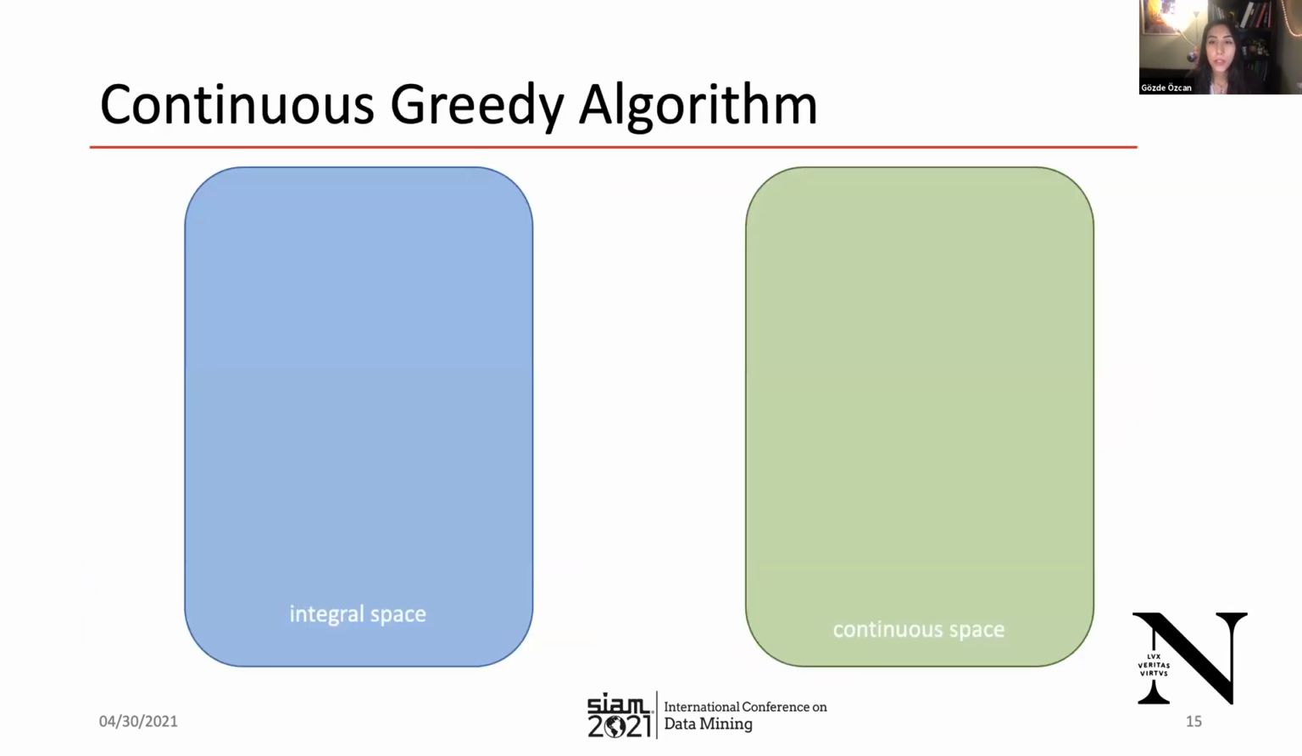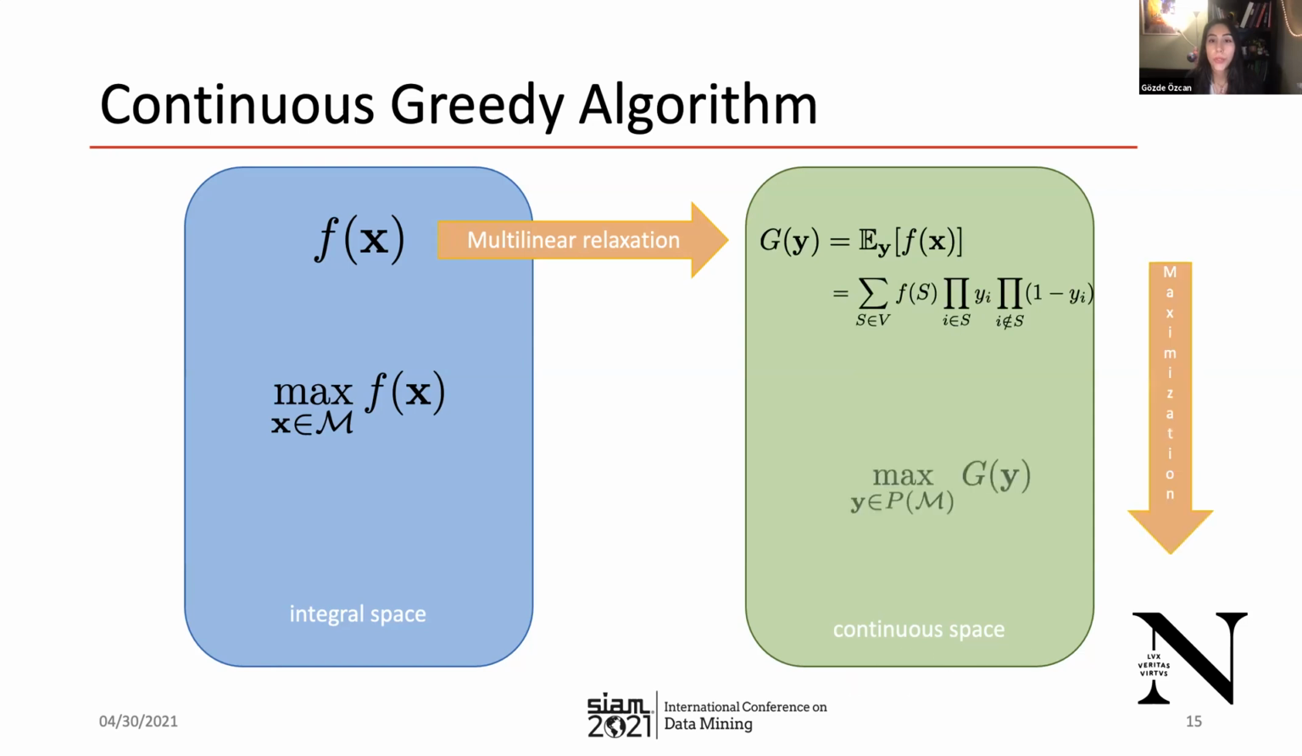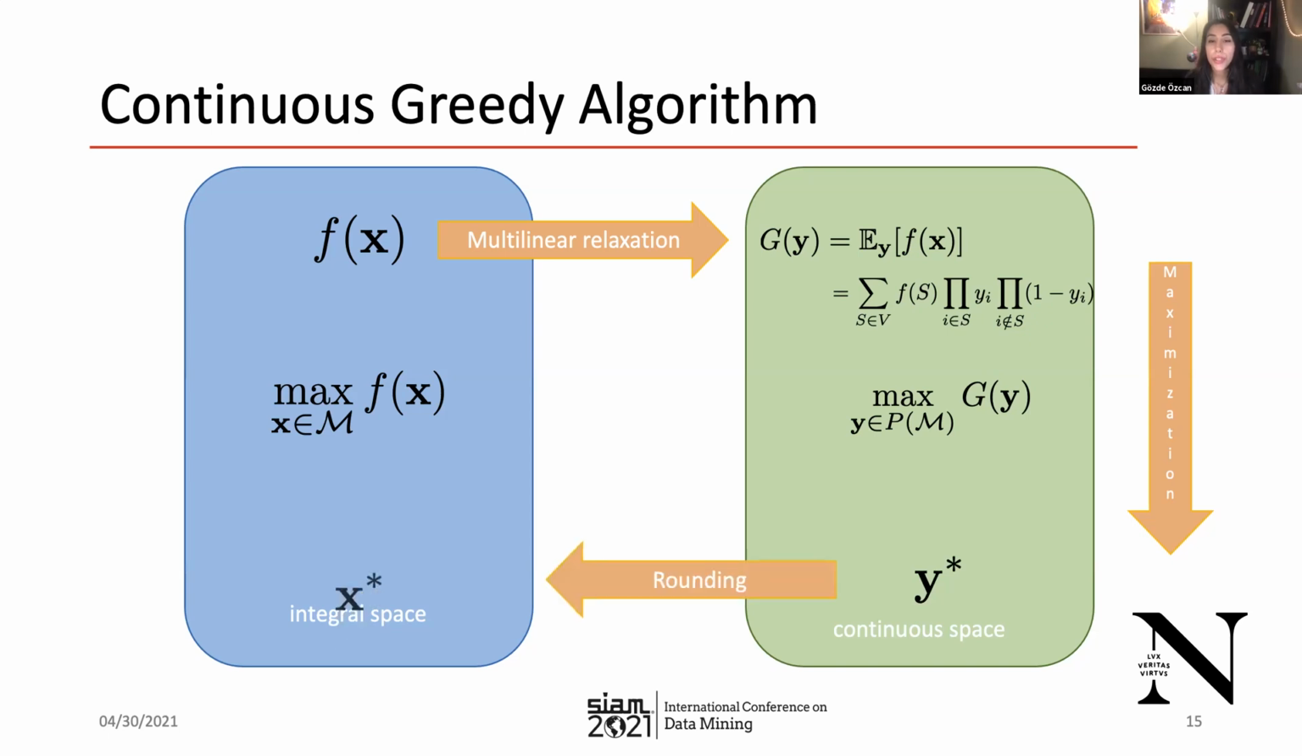The continuous greedy algorithm operates as follows. Instead of directly maximizing a submodular function, the continuous greedy algorithm handles its multilinear relaxation in the continuous domain. Proceeding in iterations, it maximizes g of y, where y belongs to the matroid polytope P of M, characterized by the matroid M, and produces an approximate fractional solution y star. Then, this fractional solution is rounded back to the integral domain.